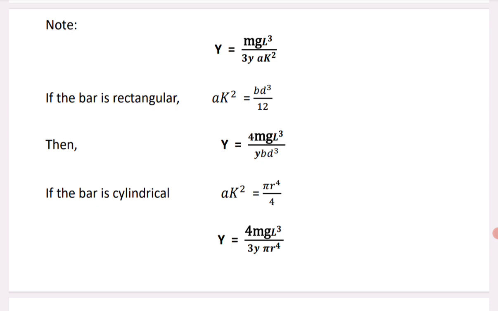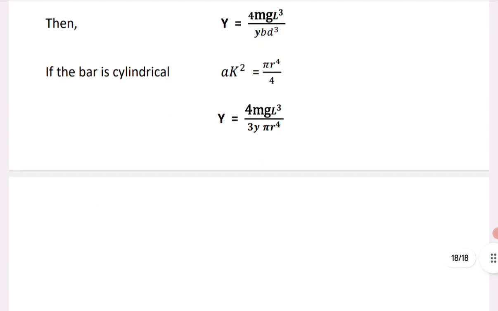Suppose the bar has a circular or cylindrical cross section, then the geometrical moment of inertia AK² is equal to πr⁴/4, where r is the radius of the cylinder. Substituting in the above equation, we will get Y = 4mgL³/3yπr⁴. So this is the expression for Young's modulus of the cantilever or beam if it is in circular cross section or cylindrical form. Thank you.